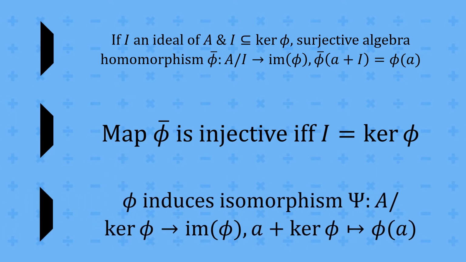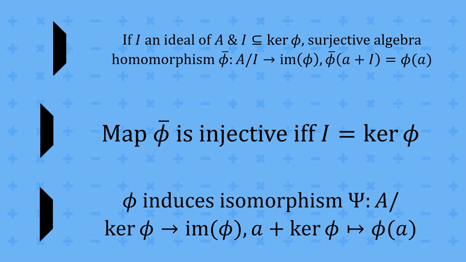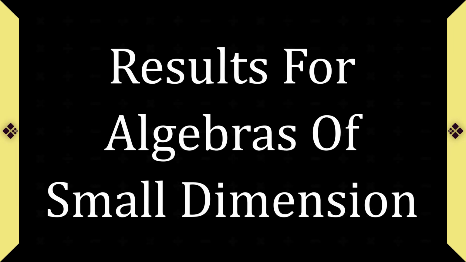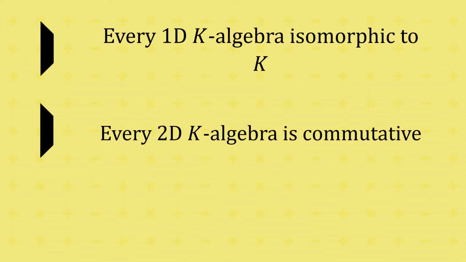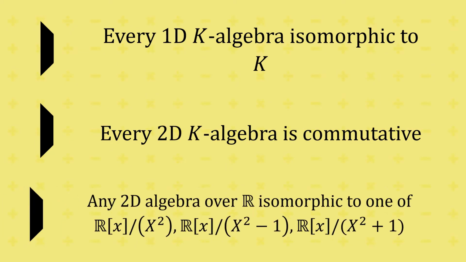Hence, phi induces an isomorphism psi from A over the kernel of phi to the image of phi, given by a plus the kernel of phi maps to phi of a. Now, let's move on to discussing results for algebras of small dimension. First, every one-dimensional k-algebra is isomorphic to k. Second, every two-dimensional k-algebra is commutative.